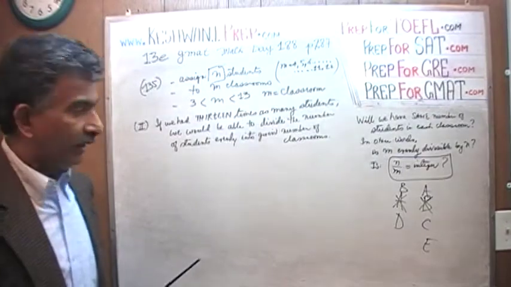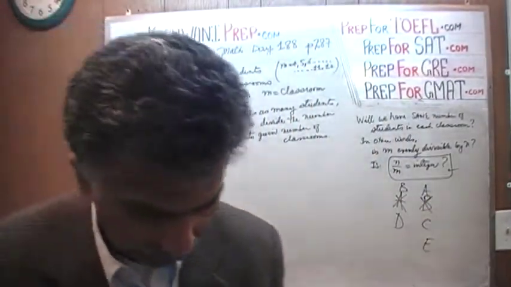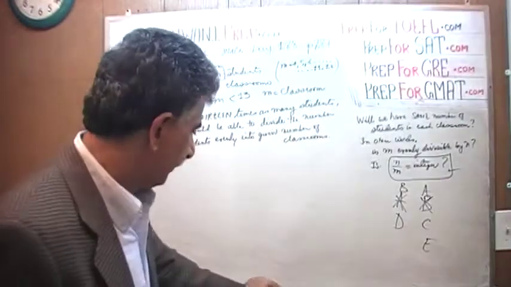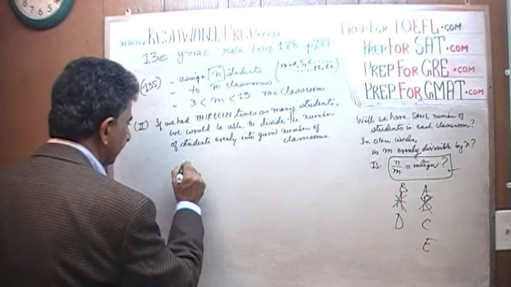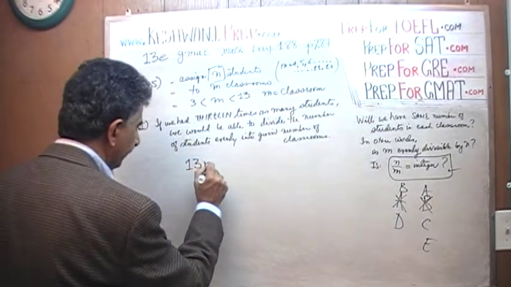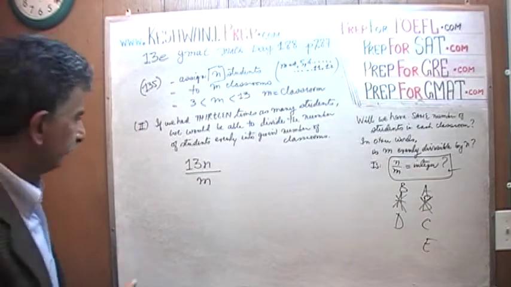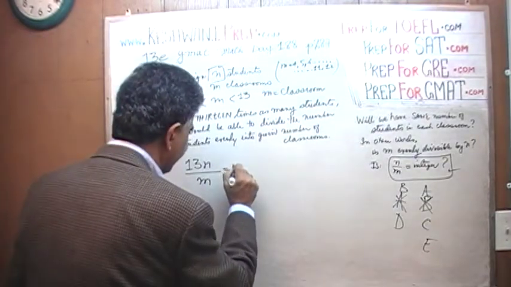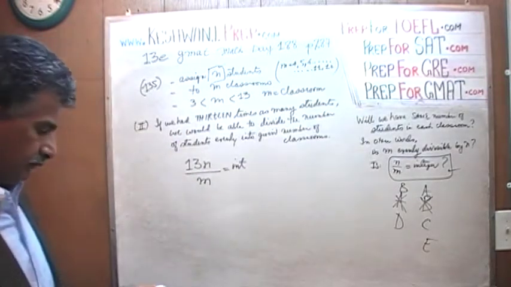Based on that fact, are we able to answer this question? Let's find out, shall we? So we know now that 13 times n is divisible by m. This is an integer. We know that for a fact because that's what they tell us.